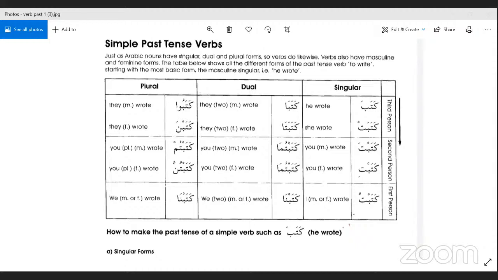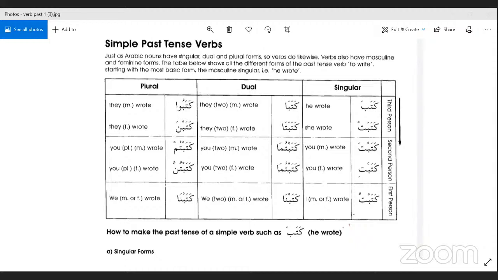Fatahtu, I opened. Fatahna, we two opened, or we all opened, masculine and feminine both. MashaAllah, very good. Who is next on the mic? Sister Seema Askar, can you come on the mic, please?